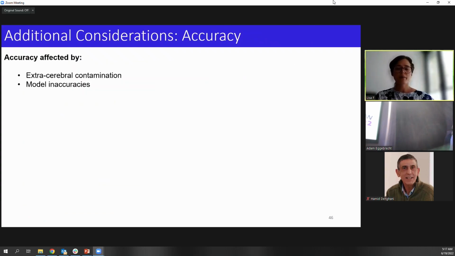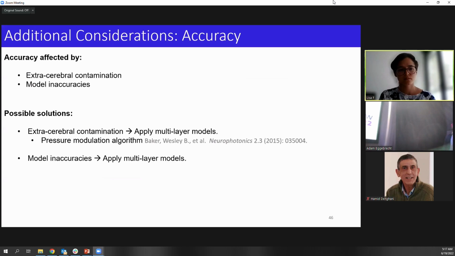Now I want to talk about how to improve your accuracy and precision in DCS measurements. The accuracy of your blood flow values derived by DCS is affected by the extracerebral contamination as well as the modeling accuracies, as I just discussed. In order to increase the accuracy considering these two factors, one is, as I said, you could try to apply a multi-layer model, but there's also been other work done to try to extract the extracerebral contamination in DCS data, including, for example, a pressure modulation algorithm.